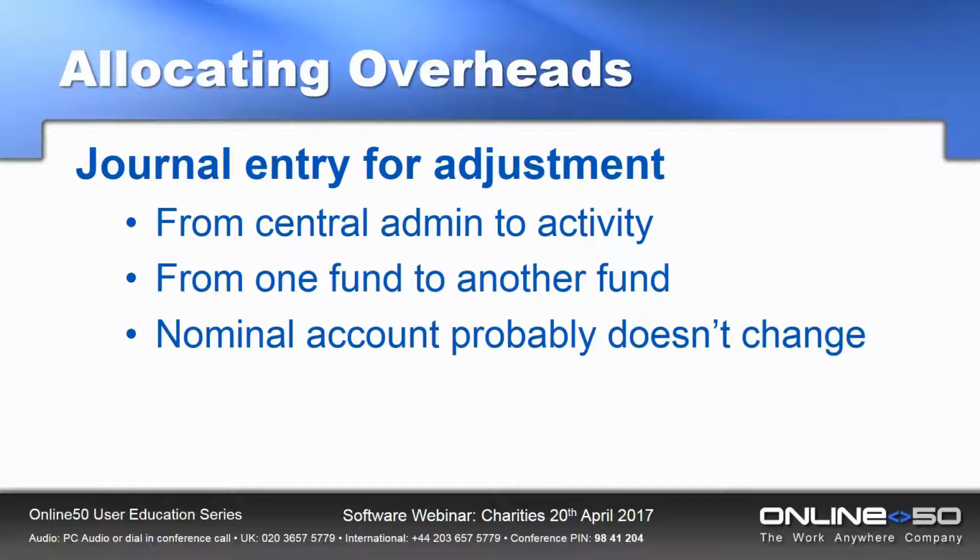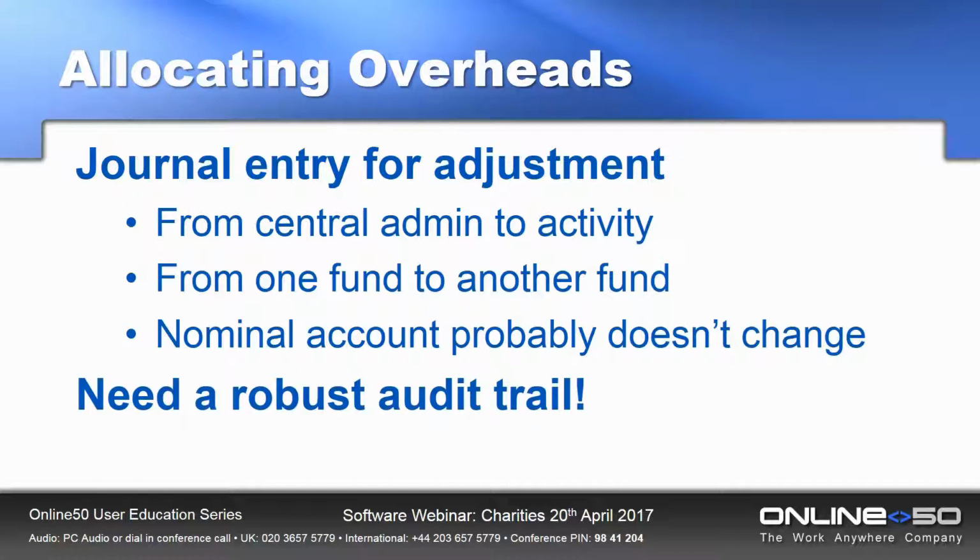The nominal account may well not change. Of course it could change depending on what you're doing, but typically you've got a salary cost, you're apportioning that, it's still a salary cost. The thing that goes without saying is, of course, you must have a robust audit trail, particularly for any journals that are going to involve moving a transaction between funds. You can't move from a restricted fund to a non-restricted fund, otherwise the trustees are not fulfilling their obligations.